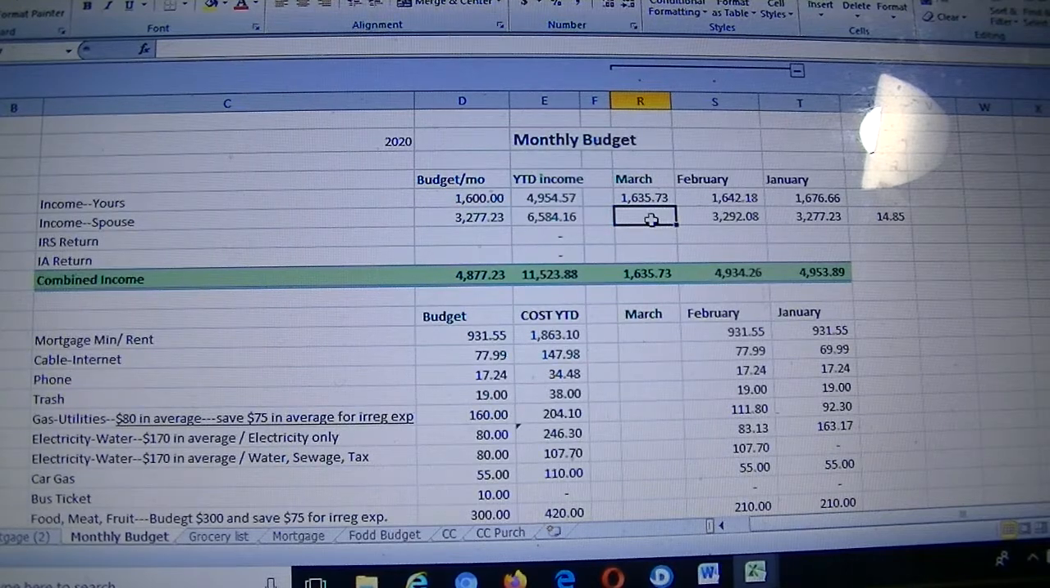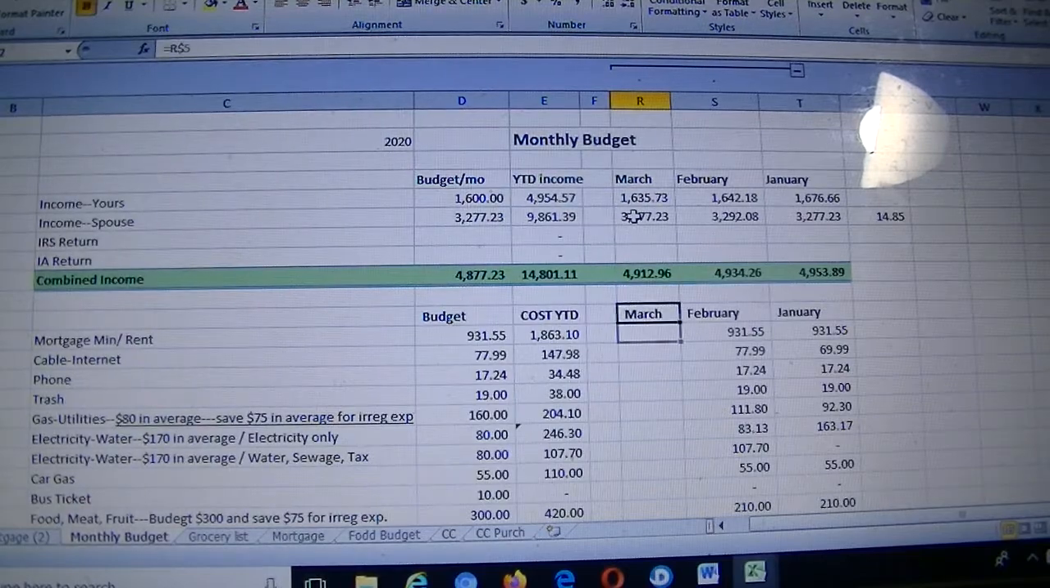My income will go toward the mortgage, and it's going to be the income of that month pretty much. So what I'm going to earn at the end of February, we'll spend that in March. I'm going to expect it to be 3,277.23. That gives us a total of 4,912.96. And let's get down here, and I'm going to estimate my mortgage to be 931.55.